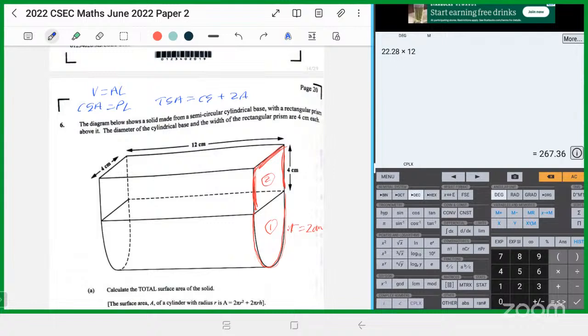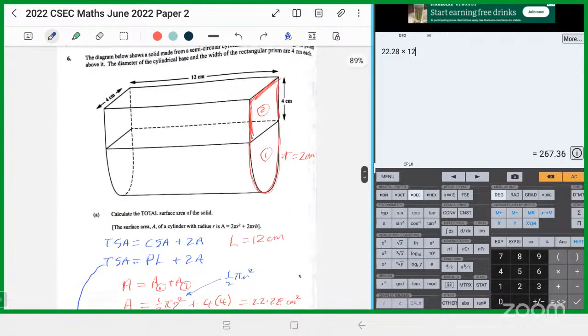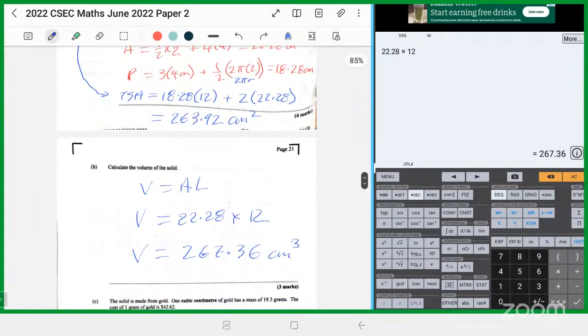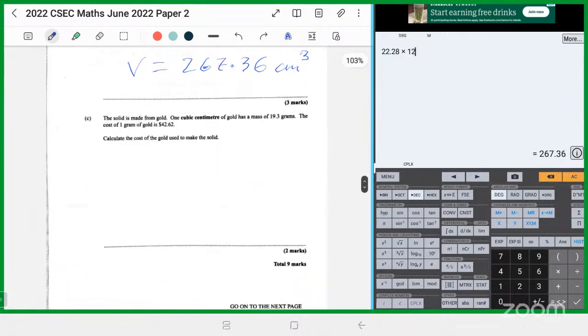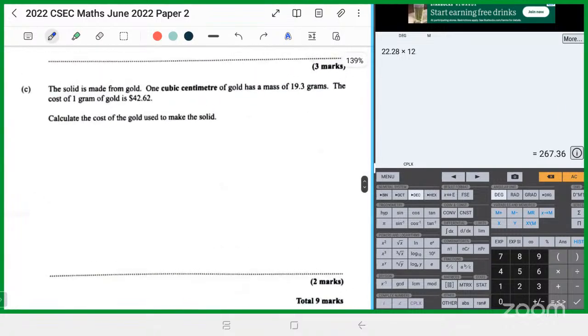Get them out the way quickly. We're doing too much work on these questions. Come on, man. Practice it this way. It's easier. Let's go. This one says the solid is made from gold.